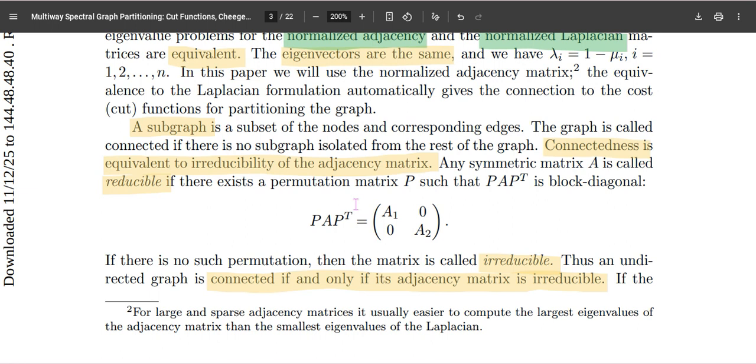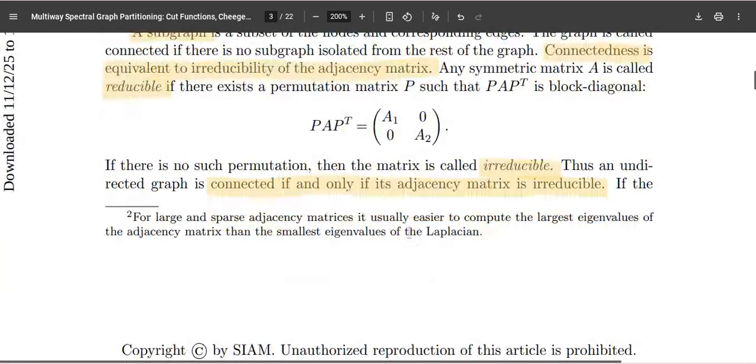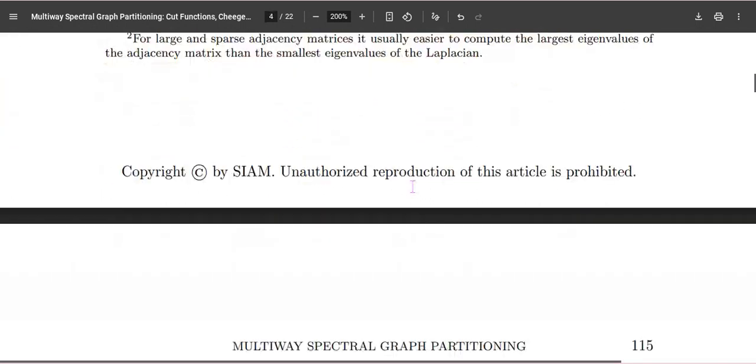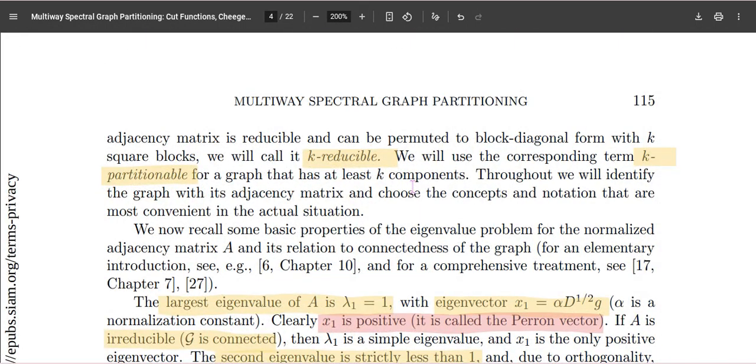Any symmetric matrix is reducible if there exists a permutation matrix P such that, for example, for a matrix A, P A P transpose can be block diagonalizable, something similar to that. If we are not able to find a permutation matrix where it becomes block diagonalizable, then it is called an irreducible matrix. So if the undirected graph is well connected, then it means that the adjacency matrix is irreducible. If it is k-reducible, then it has to be a k-block diagonalizable formulation.